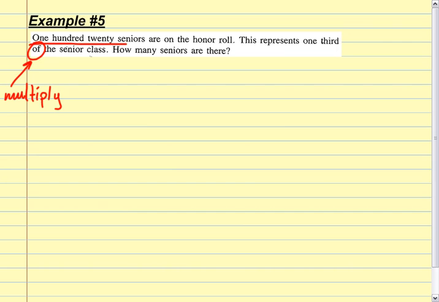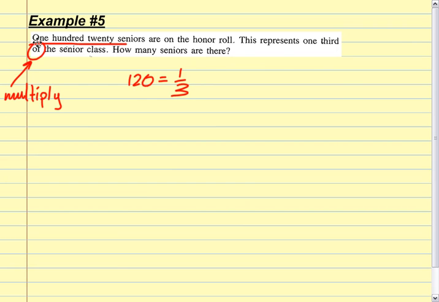It says 120 seniors. All right, so 120 represents. How can I put that into math terms? 120 represents. Equals, right? Because we could say 120 is 1/3. How do I write 1/3? Okay, 1/3. What does this mean? It means multiply. So 1/3 of the senior class.